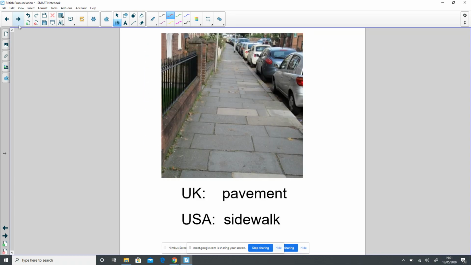Right. What is this? In the UK, this is a pavement. So we also have different vocabulary. We do not say the sidewalk. That's only in the USA. Yeah, so sidewalk in the USA. UK, this is the pavement.